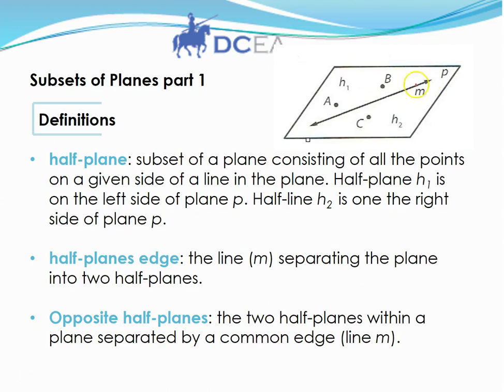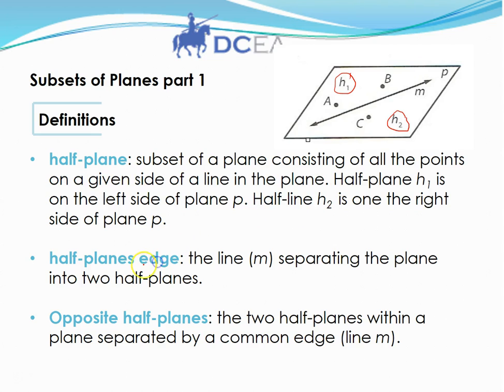We have a line on plane P, and remember this line travels continuously. The subset of a plane consisting of all of the points on a given side of a line in the plane is called the half plane. So we often will name the half plane with a name. In this drawing they have the half planes named half plane H1 and H2. Half plane H1 is on the left side of plane P, and half plane H2 is on the right side of plane P, and they are being divided by line M.